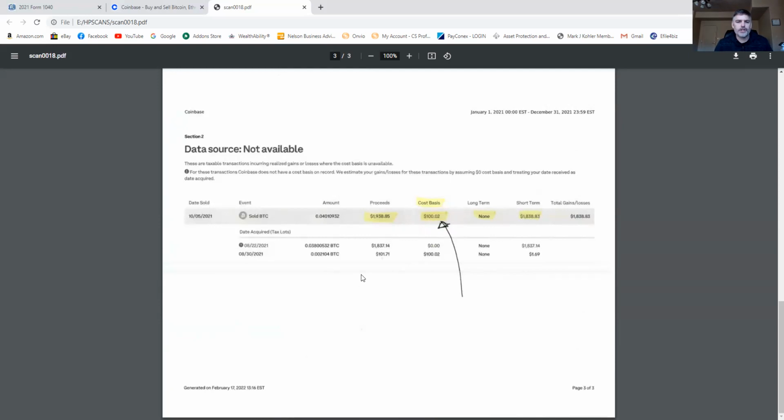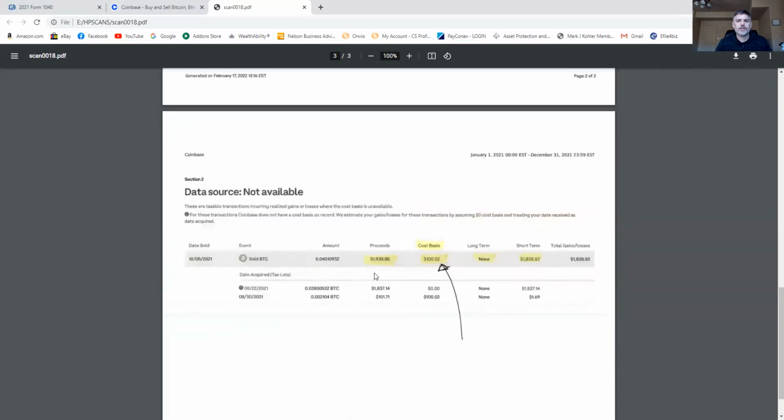So let me know where you guys are at. Are you holding? Are you hodlers? Are you long-term investors? Are you day traders? What's your situation with the crypto that you're buying? I actually buy some through Robinhood, and I buy some through Coinbase and Uphold and some different accounts.